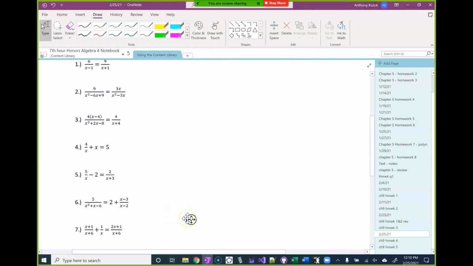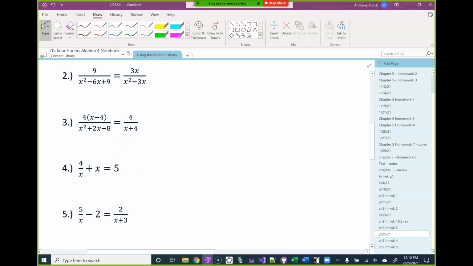Okay. So this is a proportion because I just have two fractions that are equal to each other. So I'm just going to use cross multiplication here. So that gives me 4 times x minus 1 times x plus 4 equals 4 times x squared plus 2x minus 8. I'm now going to multiply everything out.